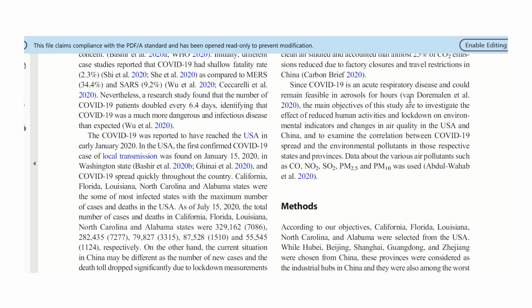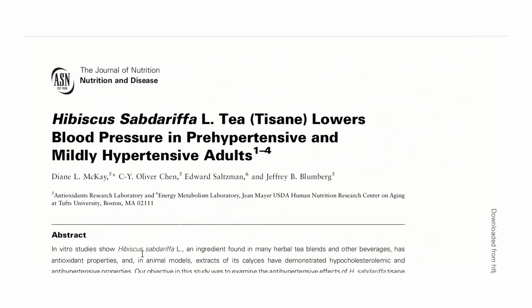So the fact they said that aerosols can be in the air for hours, and that you had that lockdown, then I could hypothesize what they're trying to find out. Let me state the hypothesis: during the COVID-19 lockdown, there was an increase in environmental pollutants and therefore an increase in air quality in the United States and China during that time. That could be the hypothesis, right? Let's look at one more, and then we will move on to the background information.